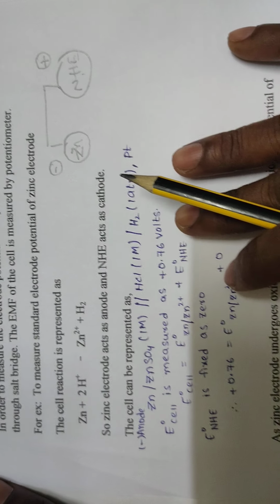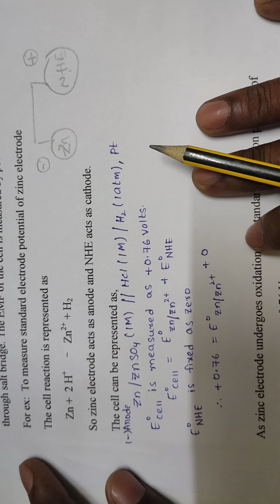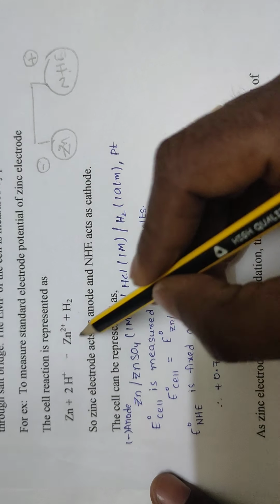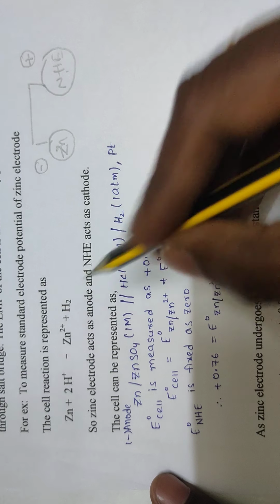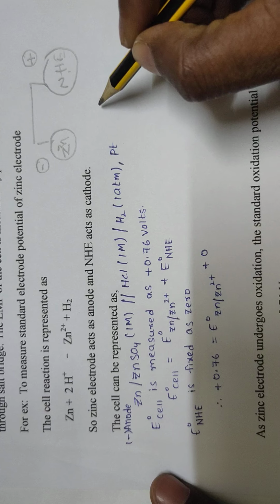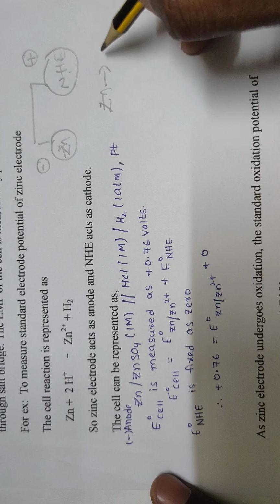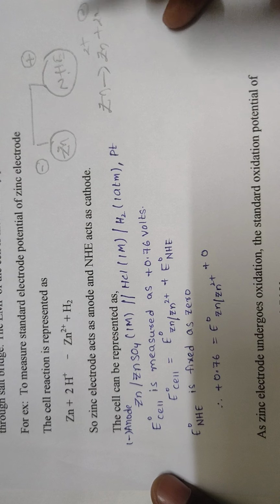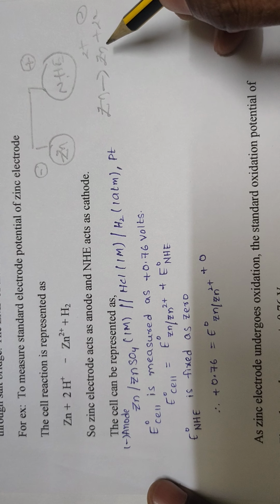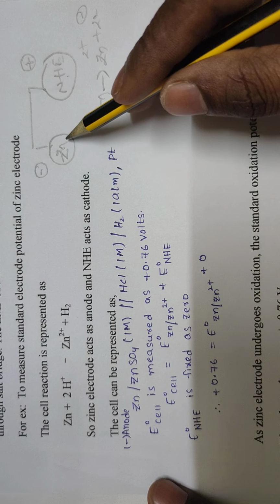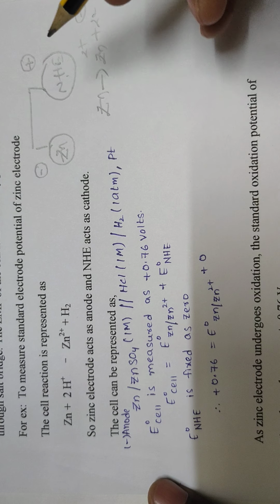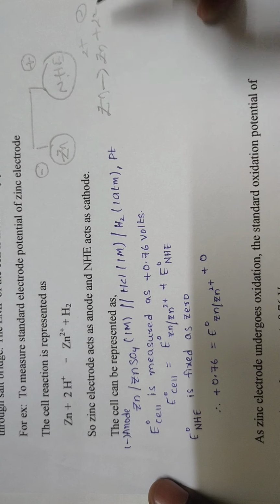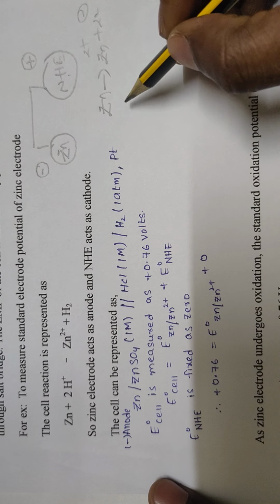So what is the cell reaction here? Zn plus 2H+ gives Zn2+ plus H2, because zinc undergoes oxidation. So Zn gives Zn2+ plus 2 electrons. It is the half cell reaction at anode. What is the cathodic reaction, the half cell reaction at reference electrode NHE? Here these two electrons are gained by hydrogen.